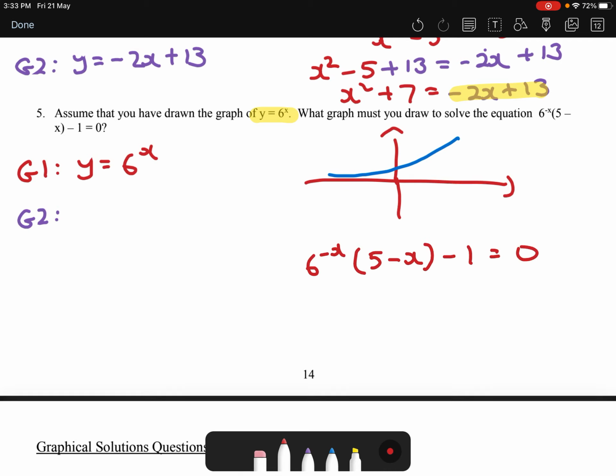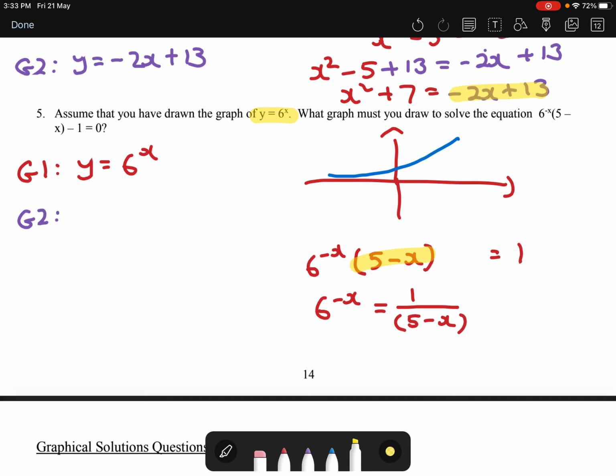Okay, so left hand side, same thing. I want to make my left hand side into something of 6 to the power of x. So same thing, move your minus 1 to the right hand side. So when I move it, it becomes positive 1. Next, I want to move whatever is inside this bracket to the right hand side. So 6 to the power of minus x equal to 1 divided by the bracket 5 minus x.